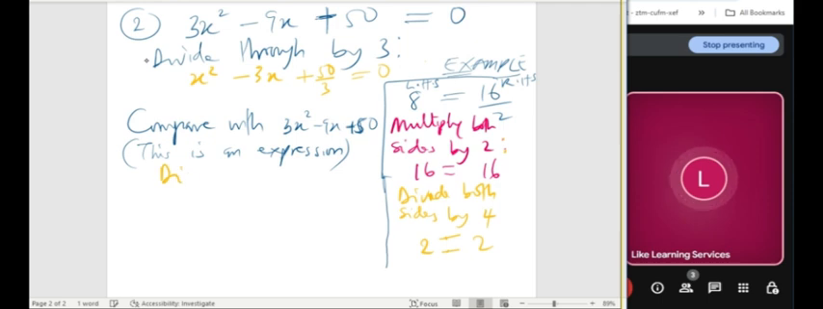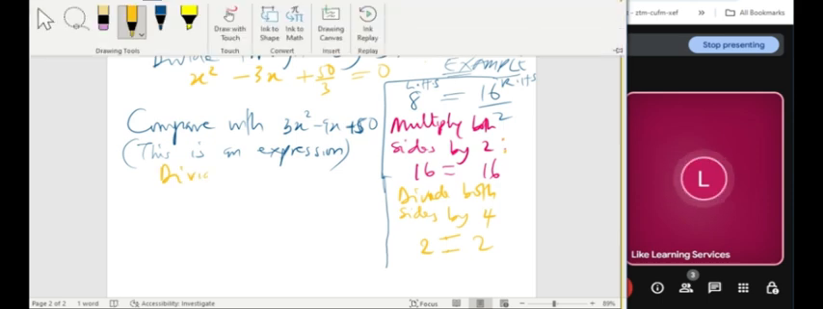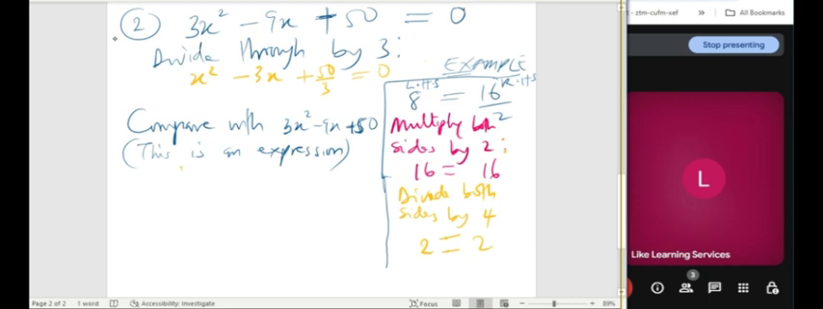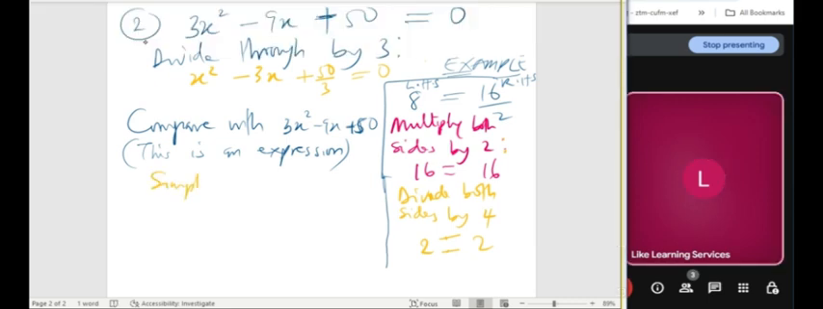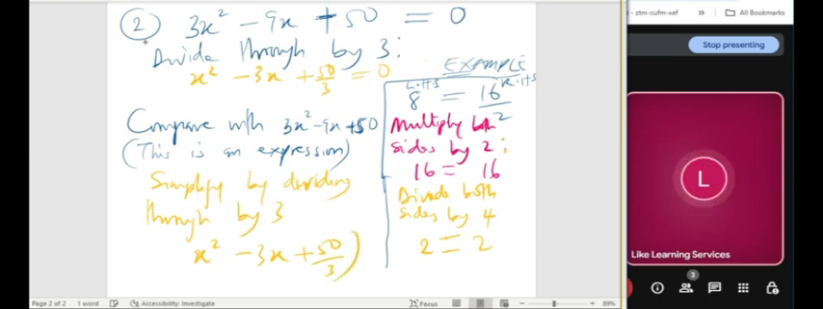So if I say simplify by dividing through by 3, it will now become x squared minus 3x plus 50 over 3. But the 3 will stay outside the bracket because it's a simplification. I will have to explain this very well.